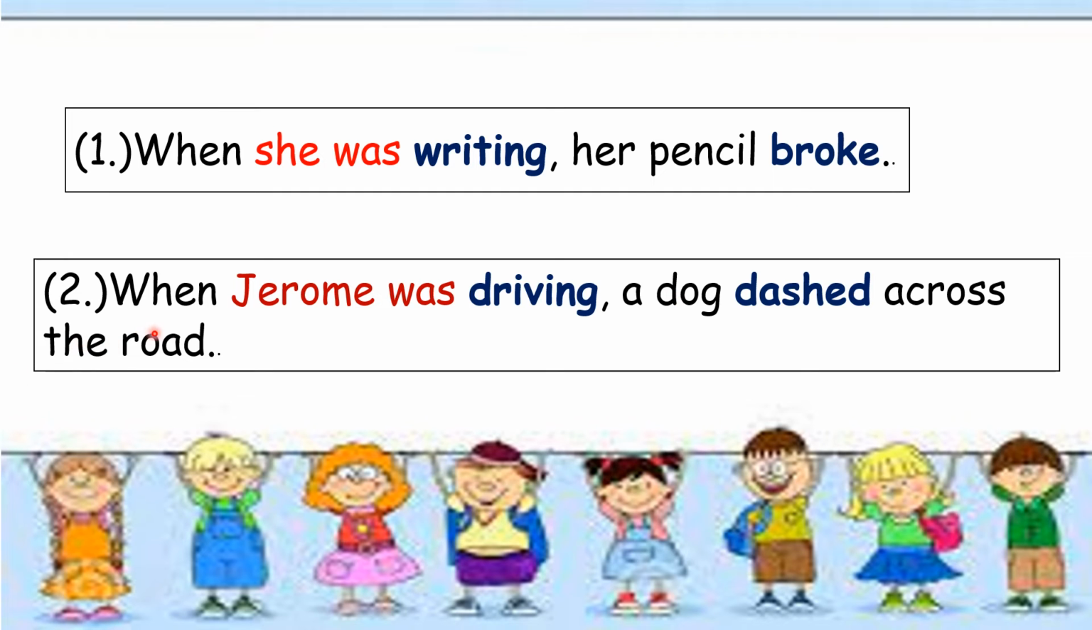Number 2. When Jerome was driving, a dog dashed across the road. Driving is the first action, and dashed is the second.